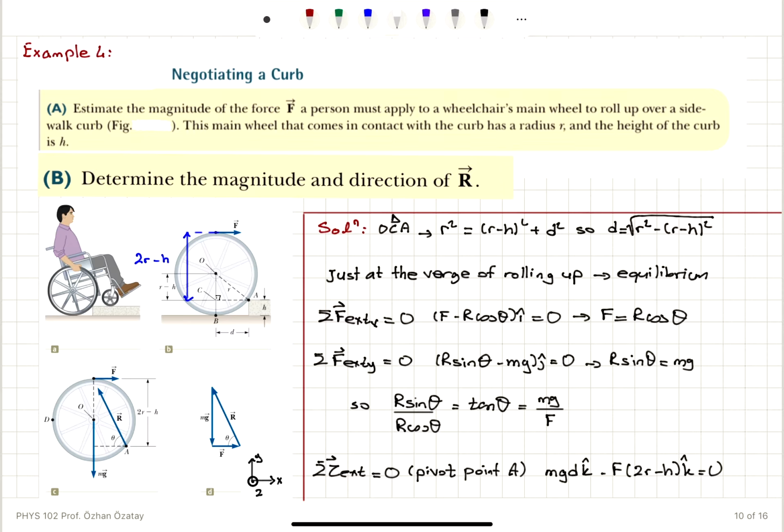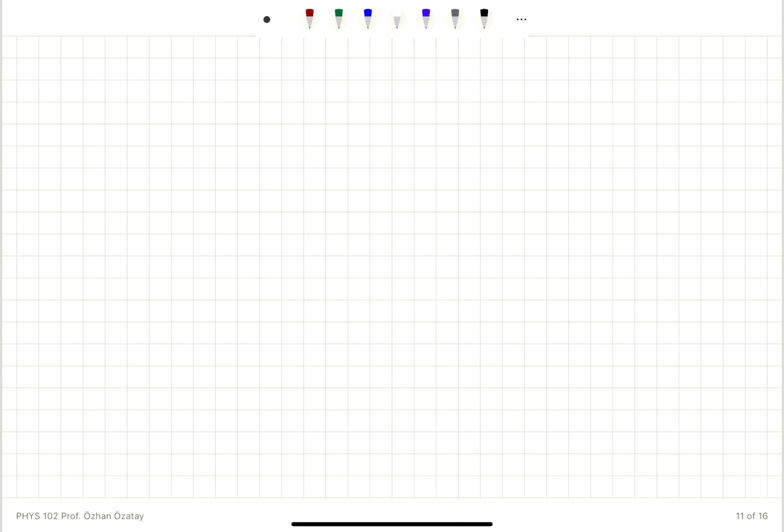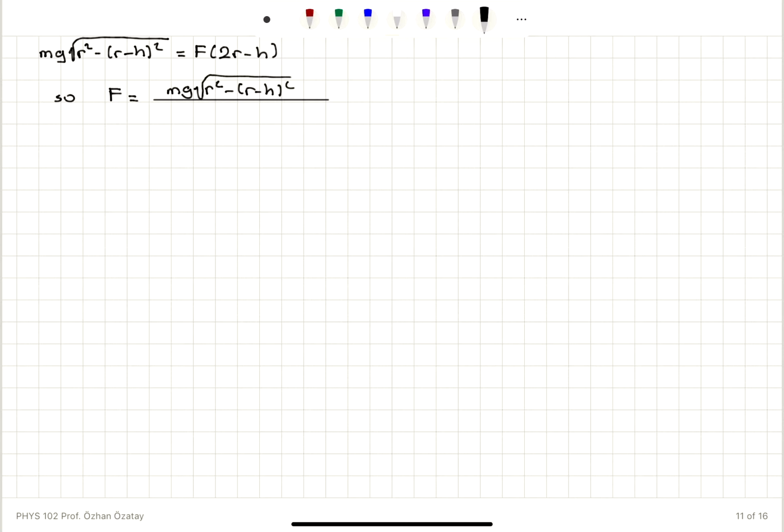I'm going to substitute for d this result, and also I will get rid of the k hats here. So this will give me mg times the square root of r squared minus (r minus h) squared, that's d. This must be equal to F times (2r minus h). So I have found F, the force the person must apply, to be mg times the square root of r squared minus (r minus h) squared, divided by (2r minus h).